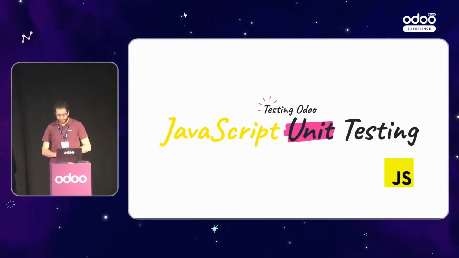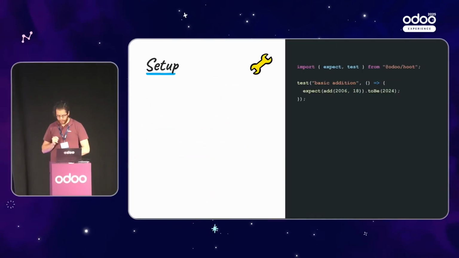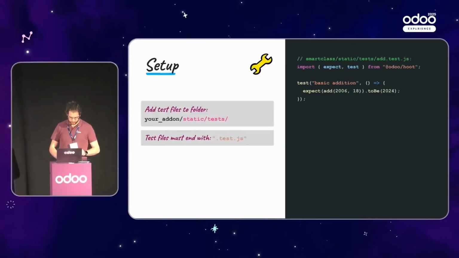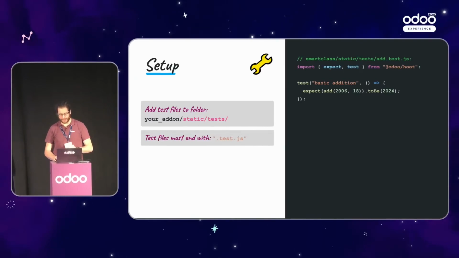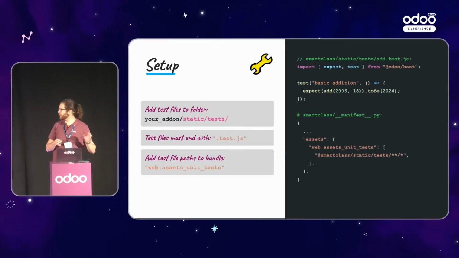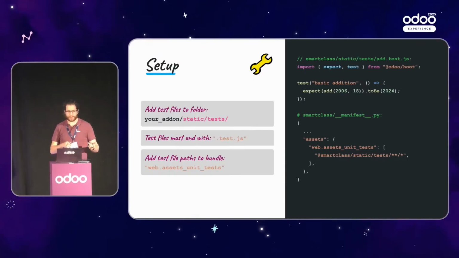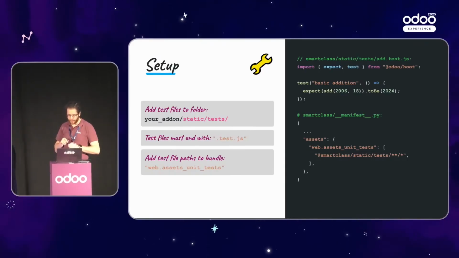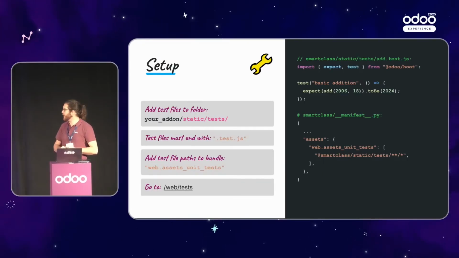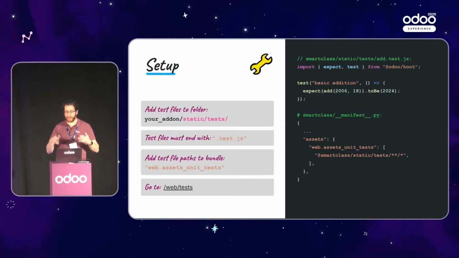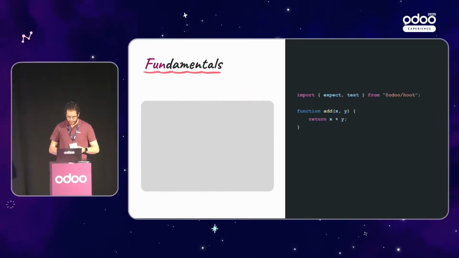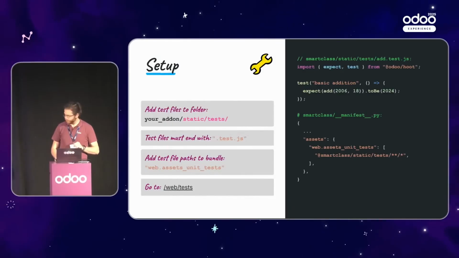For JavaScript, it's a bit different. So you have here a test file that will be put in the static test folder of your add-on. The name should end with .test.js. And you have to import it not via an init file, but by going into the manifest of your add-on and putting that file into the adequate bundle. After that, you can just go to /web/tests, and this will open the UI for the front-end testing framework. That I will show you as well.